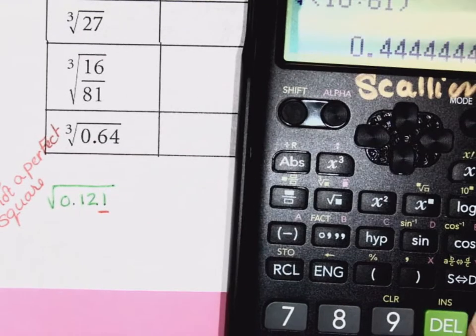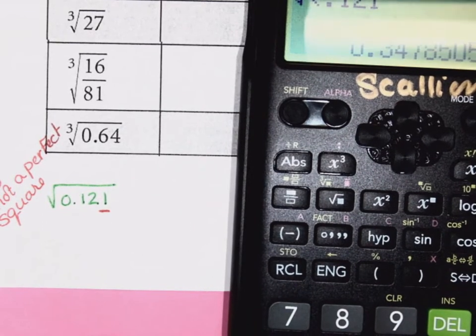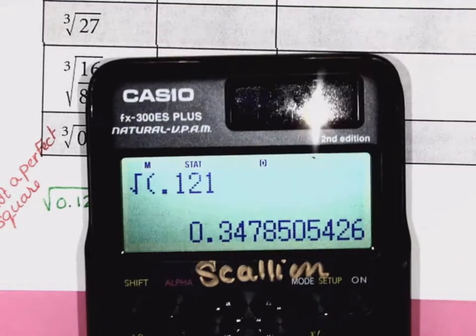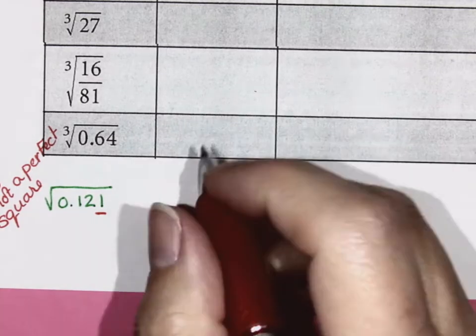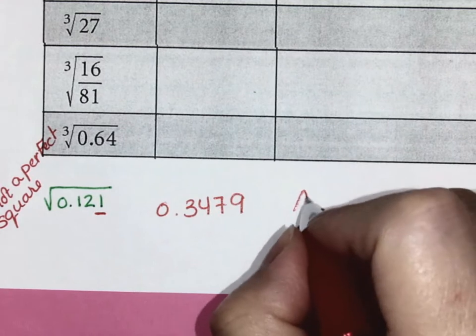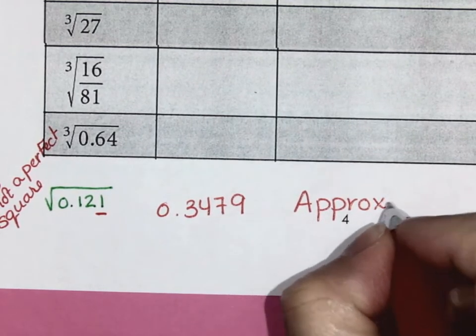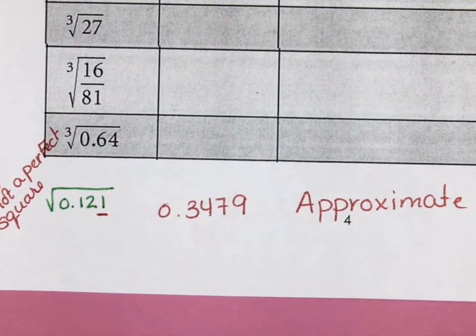So if I do that in my calculator, if I go square root of 0.121, that answer that I get, is that an irrational number? Yes. There's no pattern, it doesn't end. So this is 0.3479, and that is approximate. So the decimal ones are a little bit harder because I have to think about them. I've got to figure out if they're in a place value that is square rootable.